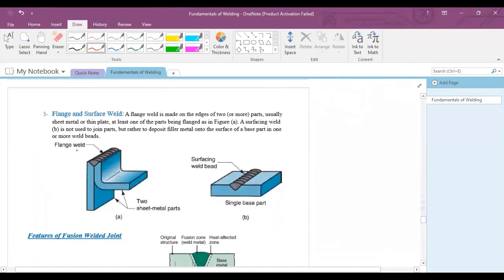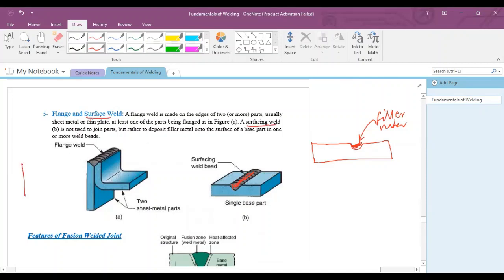Number five is the flange weld and surface weld. Surface weld is not used to join two parts. If you have a plate like this, and you want to fill this surface, you can only add filler material over this part and fill this hollow surface. This is called surface weld or surfacing weld.